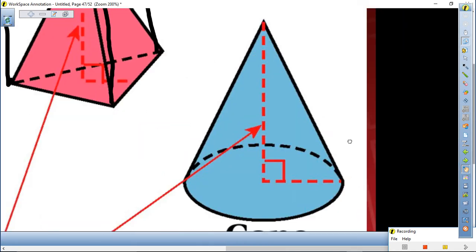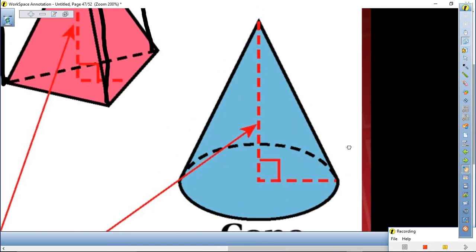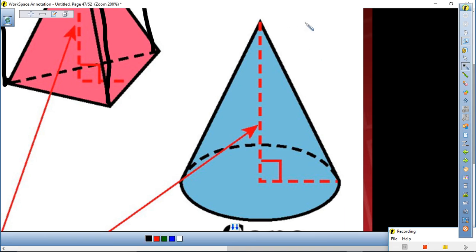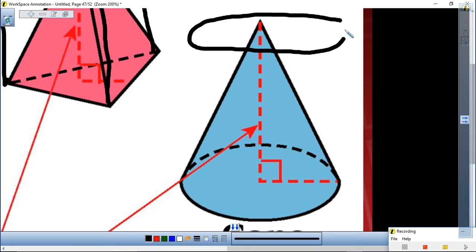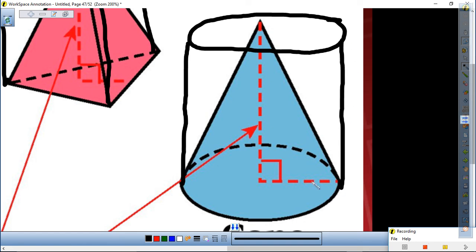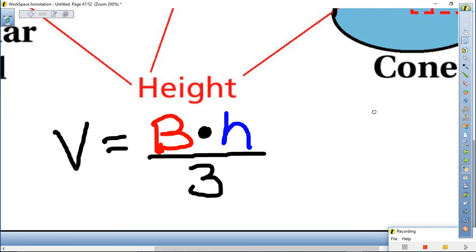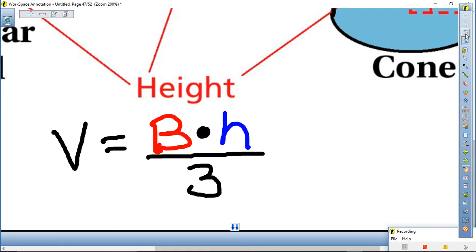And look at this one. Where do you think the cone comes from? A cylinder. Look at it. And what do you notice? That the cone is only 1/3 of the volume of the cylinder. That's why we have to do what at the end? Divide by 3. That is correct.